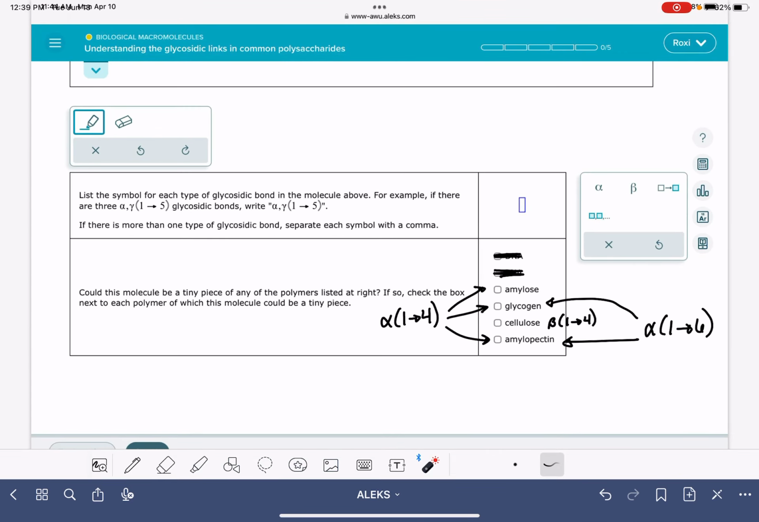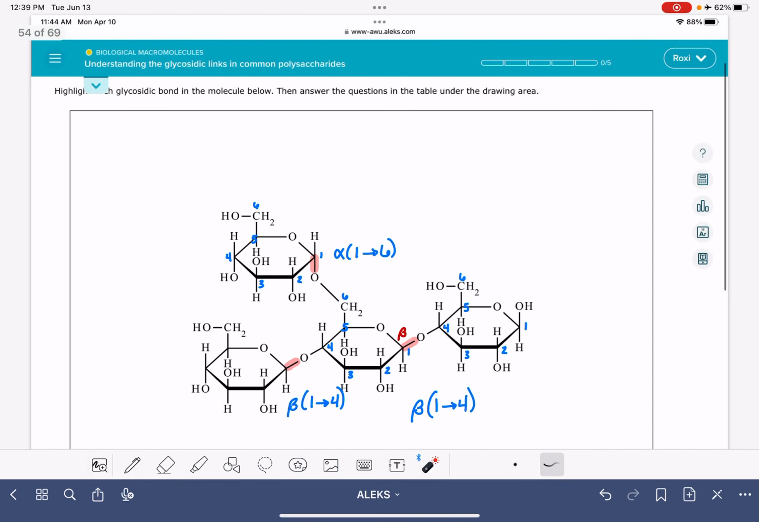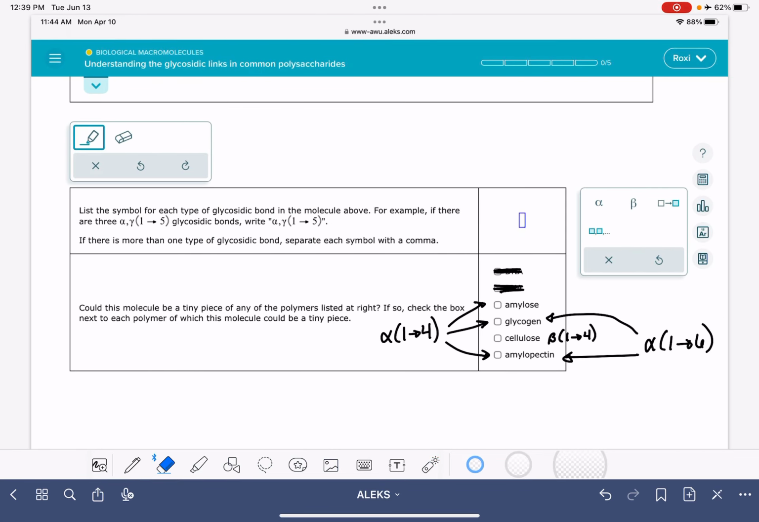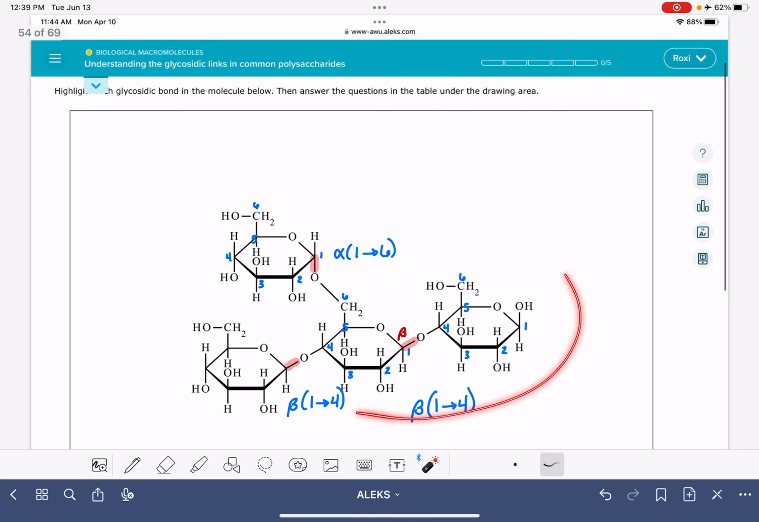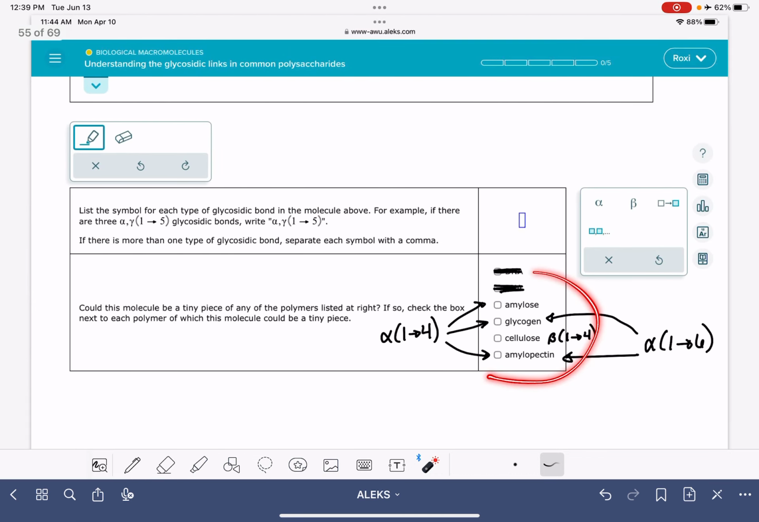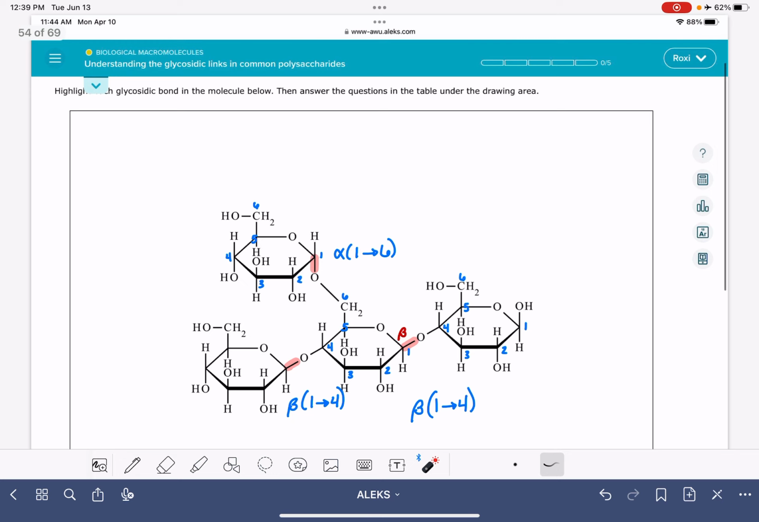Now, in this problem, this particular one that was given to me, I have 2 different types of glycosidic bonds that are not consistent with any of these 4 substances. So I think that this is a trick question, and I think that I am not supposed to check any of these boxes at all because the polysaccharide that I have here does not match up perfectly with any one of these 4 things. So this, I believe, is a trick version of this problem.